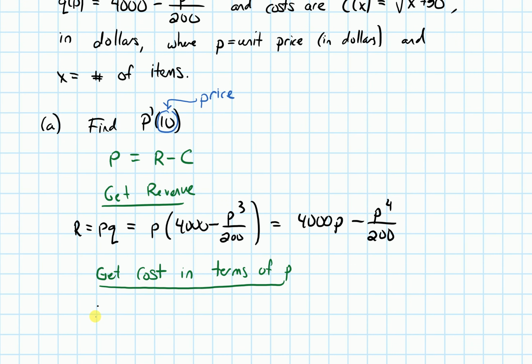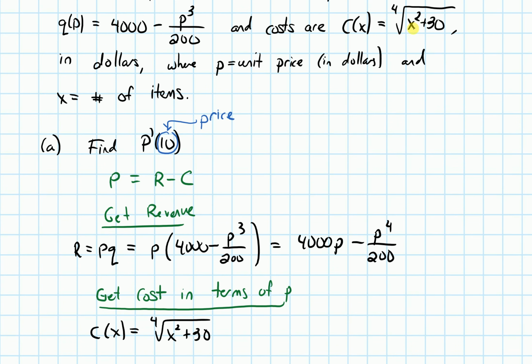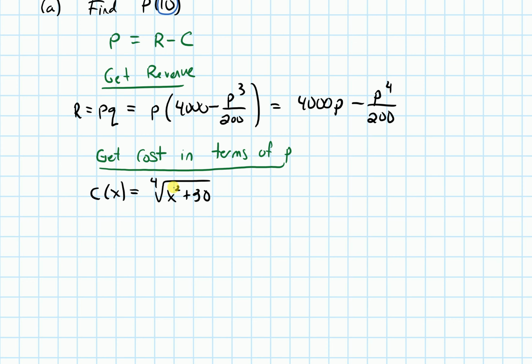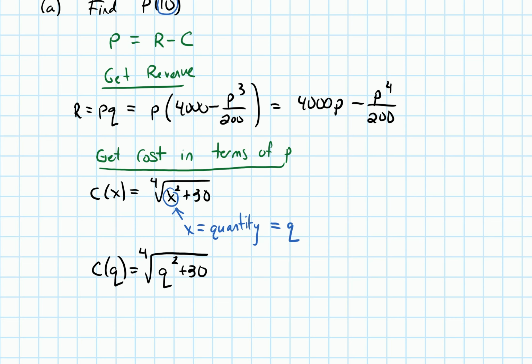Okay, so we know cost as a function of X is the fourth root of X squared plus 30. If I scroll it up a little bit, we can see that that's our cost function. Okay, so the variable X here represents quantity. It's the number of items. But we have another variable for quantity, which is Q. So X is the same thing as Q here. So I could write cost as a function of Q by simply changing the X to a Q. And I get Q squared plus 30 inside of this fourth root. So again, I can do that because X and Q both represent the same thing here. It's the number of items that get sold.